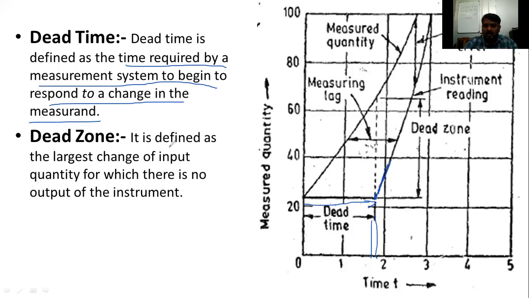Dead zone is defined as the largest change of input quantity for which there is no output of the instrument. Output nahi hai, kidhar tak output nahi hai. From this point to the actual value, whatever it is, that we are going to call the dead zone. So that is dead zone and dead time.